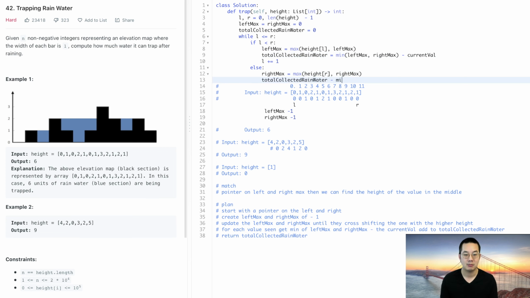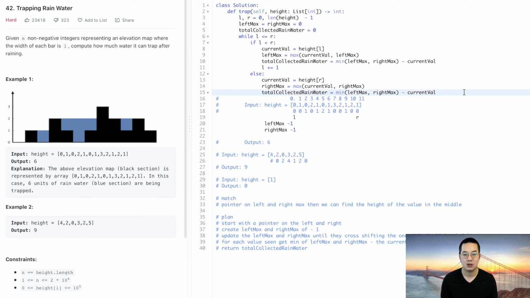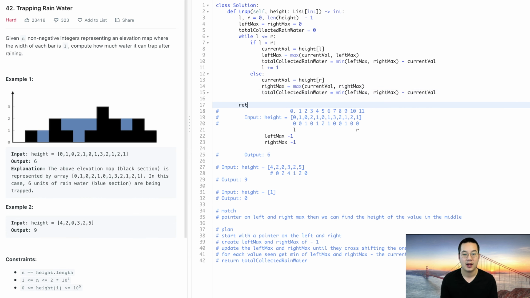So did we finish up our algorithm? Yes, that's it. That's all our algorithm. And it looks like we're doing this in one pass, which is pretty cool. And we're returning the total collected rainwater. Let's see if it works according to our first line of code. So first of all, we have 0 and 0.